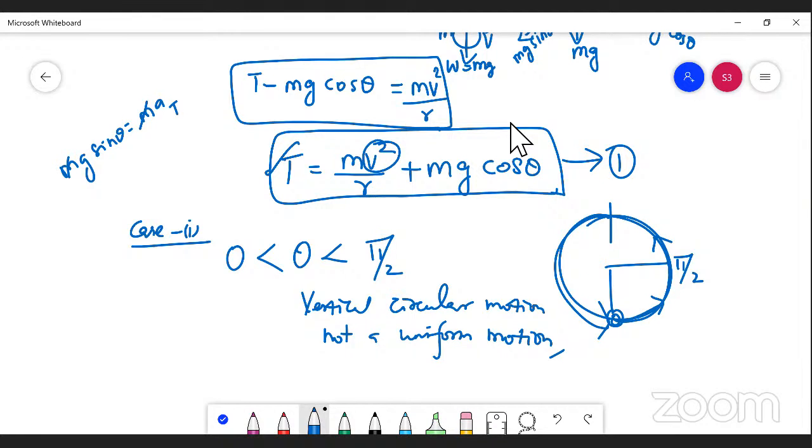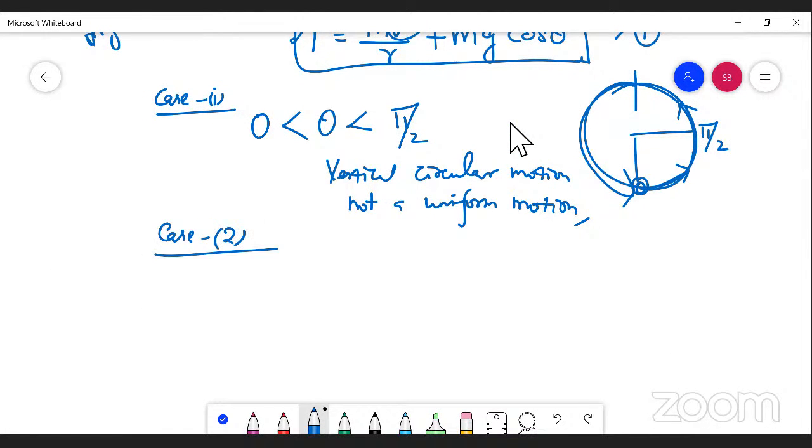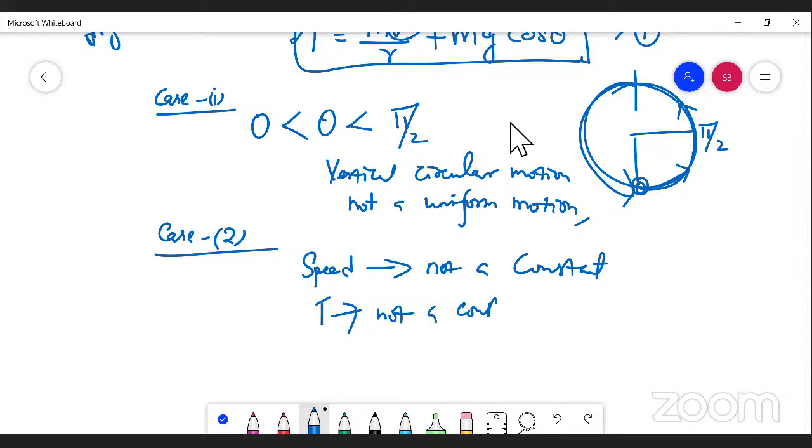That was the first case, with the limit 0 to pi. Second case: the magnitude of velocity, which is nothing but speed, is not a constant. Speed varies. So the tension in the string also varies. It is not a constant. If the speed varies, T is also variable, because T is equal to mv squared divided by r plus mg cos theta.